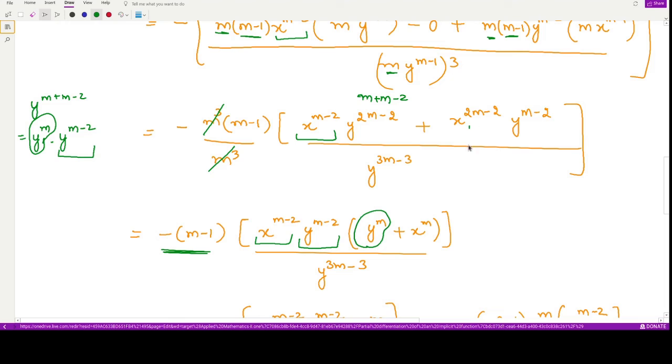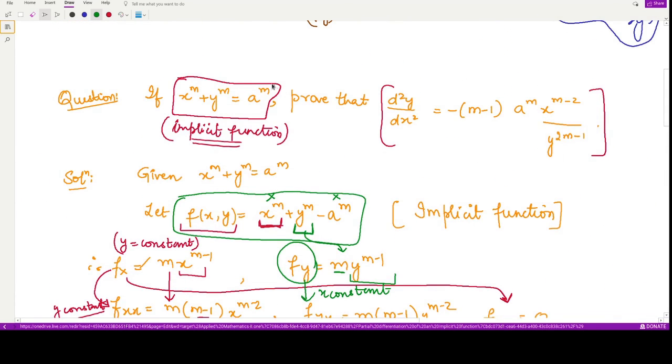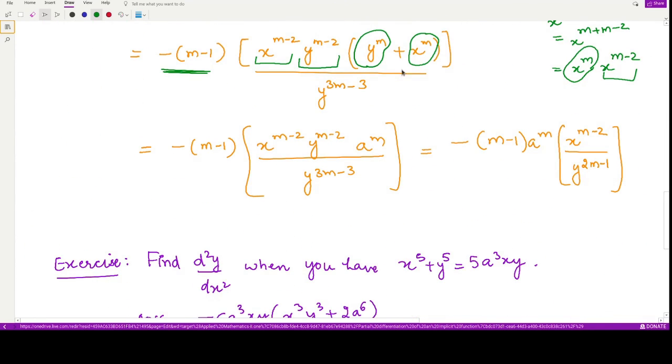And similarly here you can write x to the power 2m minus 2 as x to the power m plus m minus 2. So you could write this to be x to the power m into x to the power m minus 2. So when you take x to the power m minus 2 outside, this term would remain as such. So this is the term. And now if you see the given statement, y to the power m plus x to the power m is equal to a to the power m. So we have substituted the value of this particular expression equal to a to the power m. So we are left with all these quantities.